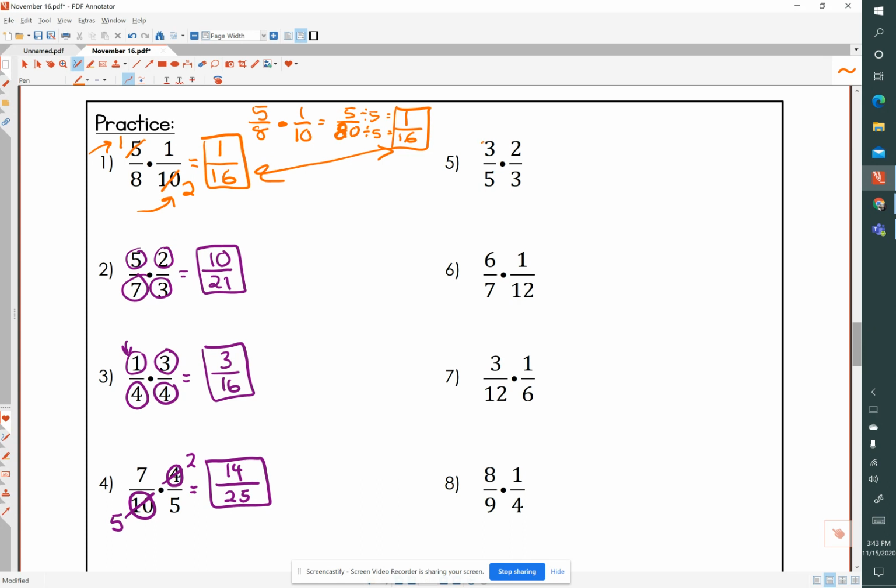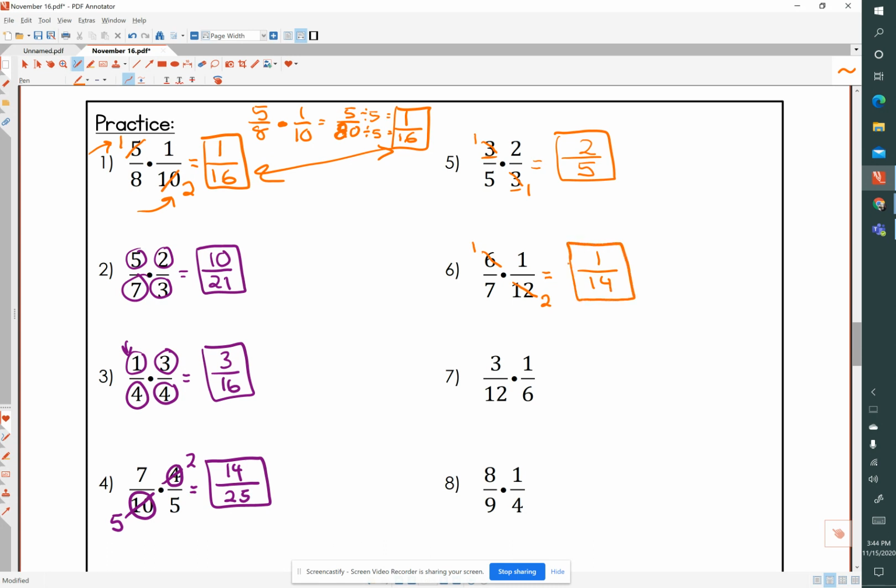Okay, so I hope you saw that 3 divided by 3 is 1, and 3 divided by 3 is 1. Whenever you have the same number in one numerator and the other denominator, you can simplify those to 1, which makes our job really easy. 1 times 2 is 2, 5 times 1 is 5, and that's our final answer. Now we have 6 and 12, and 6 is indeed a factor of 12. So 6 divided by 6 is 1. 12 divided by 6 is 2. Again, we've just made our work a lot easier. 1 times 1 is 1. 7 times 2 is 14.